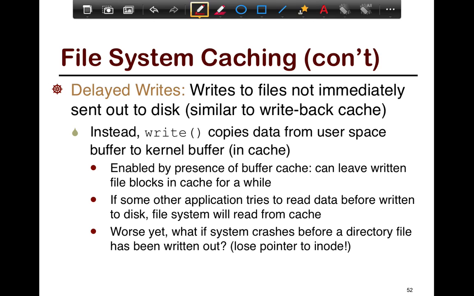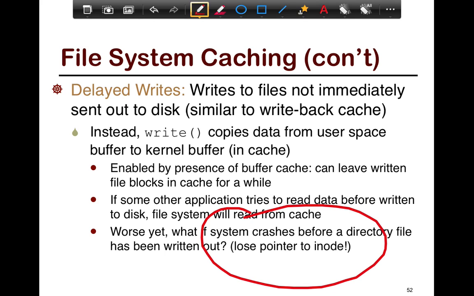Because it's a cache, writes to files are not immediately sent out to the disk. It's similar to a write-back cache in some ways, because the disk latency is so high, you don't want to deal with it. So the presence of the buffer cache can leave unwritten file blocks in the cache for a while. A challenge with this is what happens if the system crashes before the directory file has been written out. You lose a pointer to the inode, and the data that you just stored does not exist anymore.